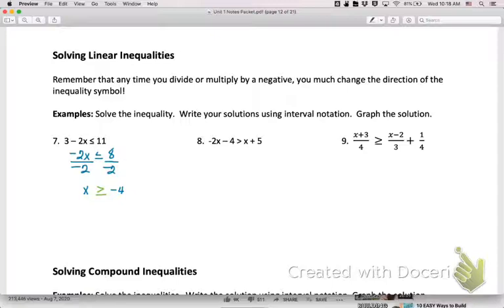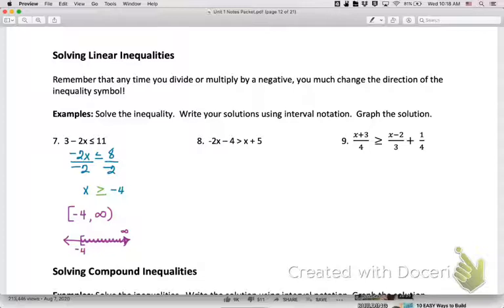Now to write my solution as an interval, it says that x has to be greater than or equal to negative 4. So I can have numbers bigger than negative 4, which means negative 4 is my lower bound and positive infinity is my upper bound. If it helps, sometimes I think it's easier to graph it first. We know how to graph x is greater than negative 4. And so when you see the graph, you can see that positive infinity is your upper bound. So sometimes that is helpful.